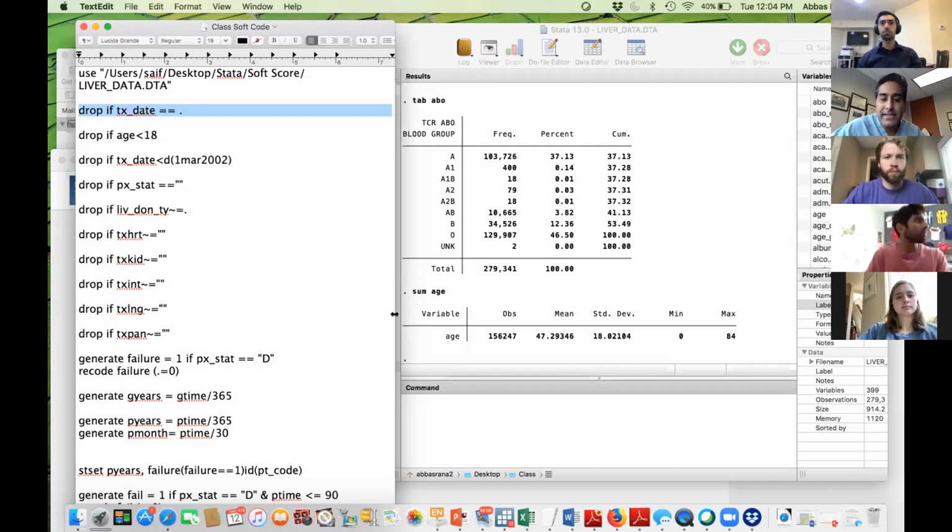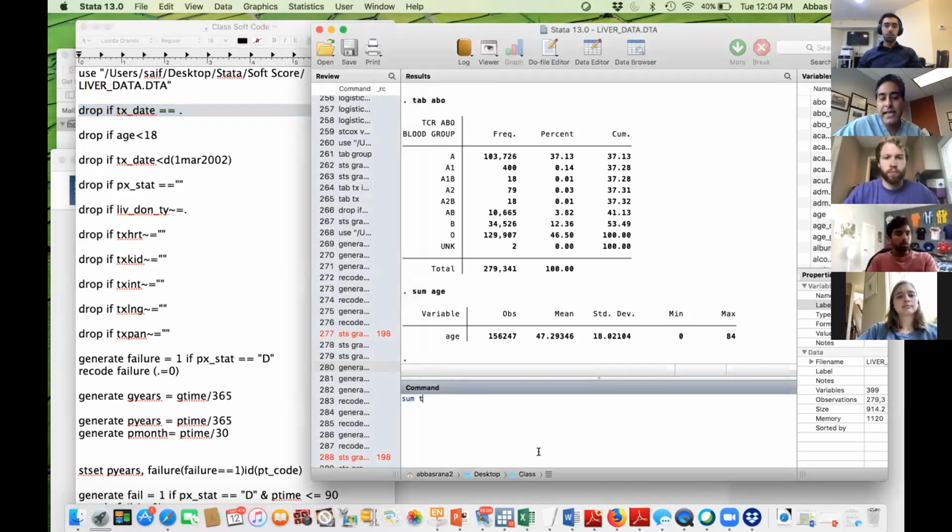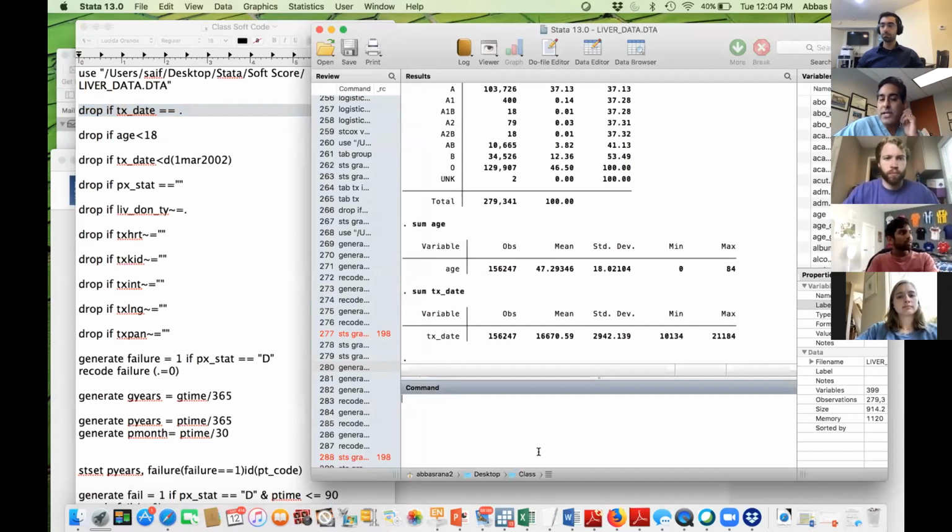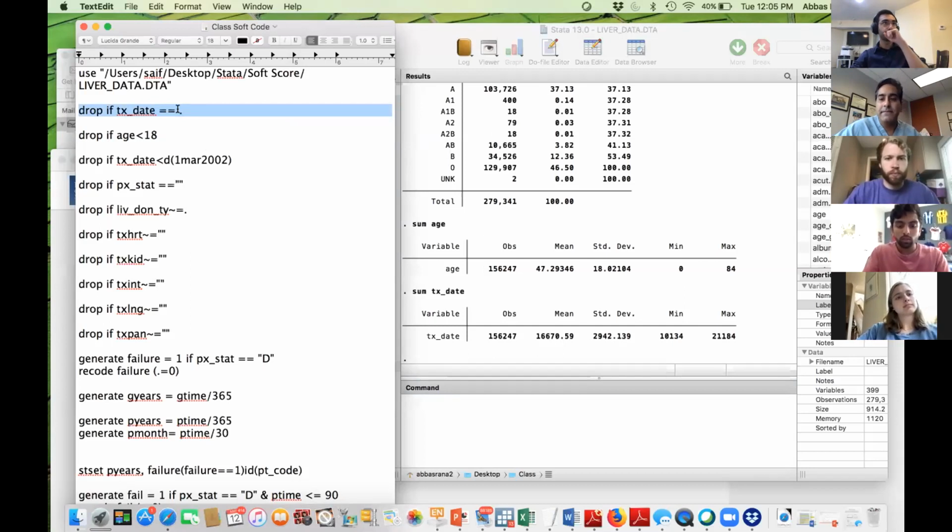If we look at the transplant date and summarize it, there's a date for everyone who got transplanted. So we're saying that if they didn't get a transplant, it would be blank, and to drop it if it is equal to blank. The double equal sign is the language, and you have to understand the language.